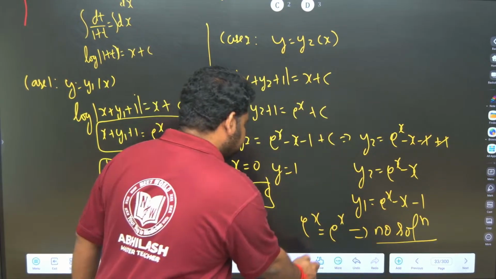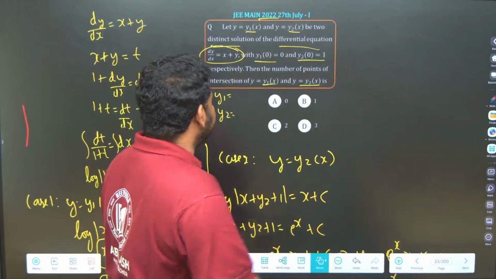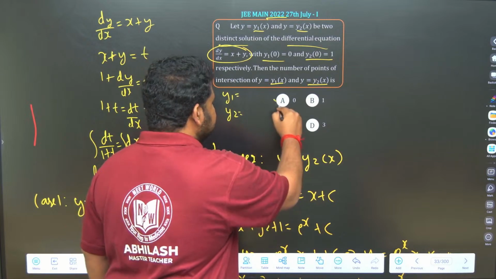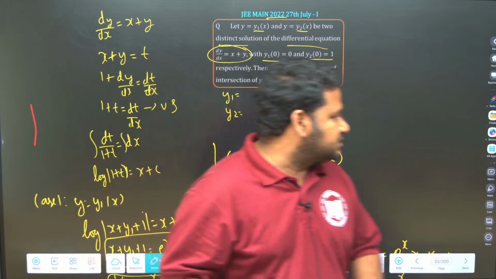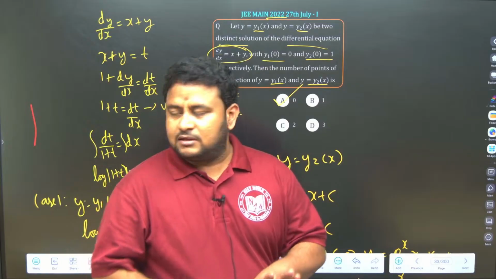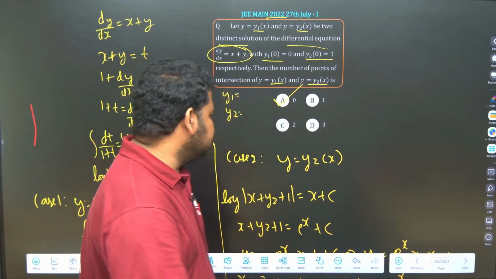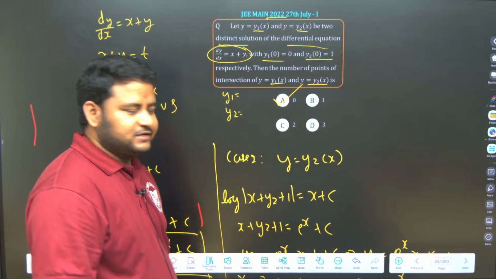So no solution means what? You have to understand that the point of intersection here is 0. No solution means the point of intersection is 0. That is clear. So the point of intersection is here 0. Clear? I hope it is clear to all of you.